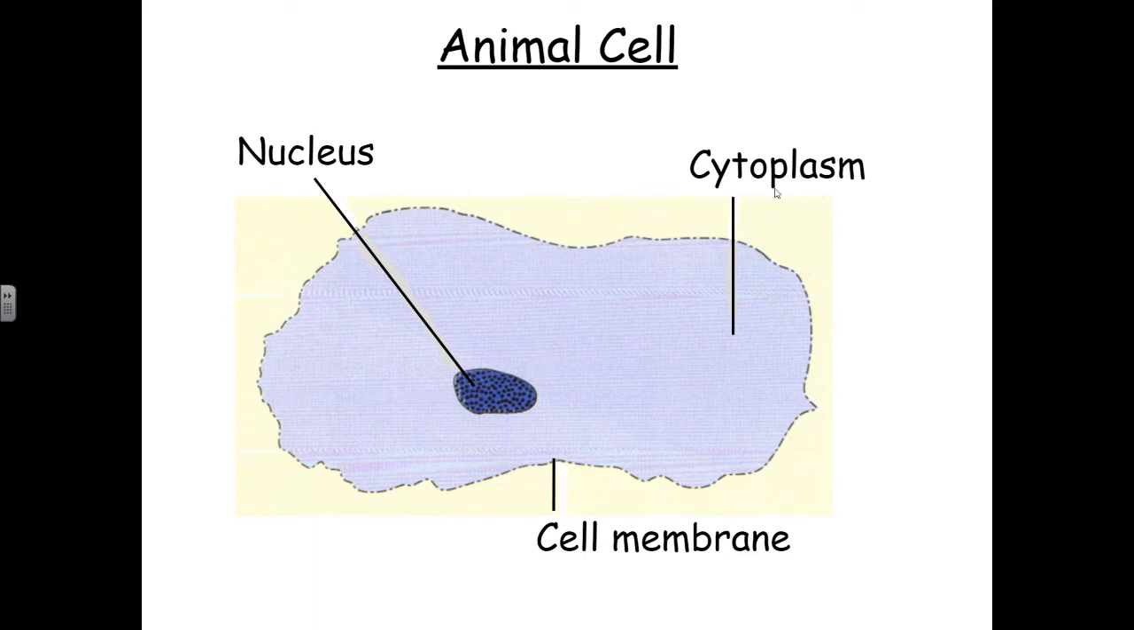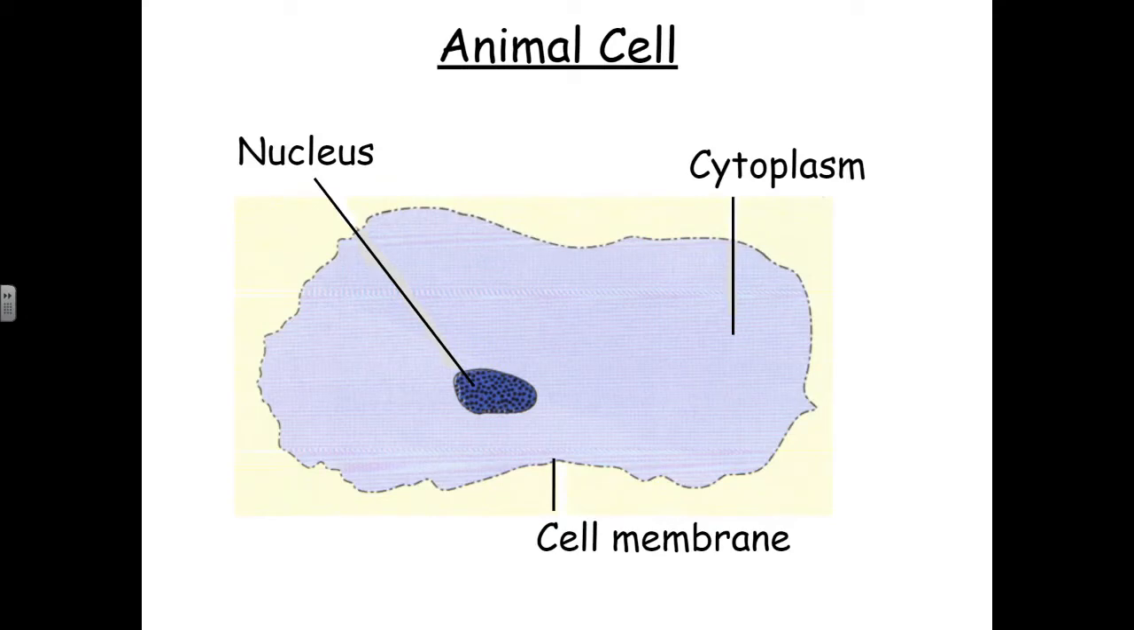Next, we have the cytoplasm over here. The cytoplasm is like a wallpaper jelly kind of substance. It does a bunch of stuff. It's where most of the chemical reactions in the cell happen. It's full of lots of tiny little other structures that we don't talk about in the S2 course.